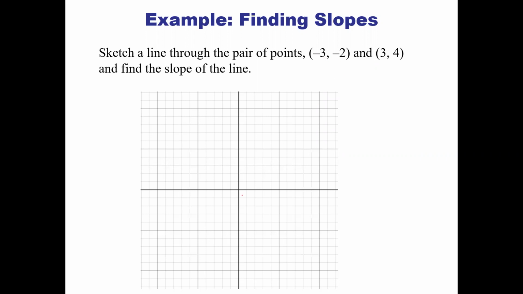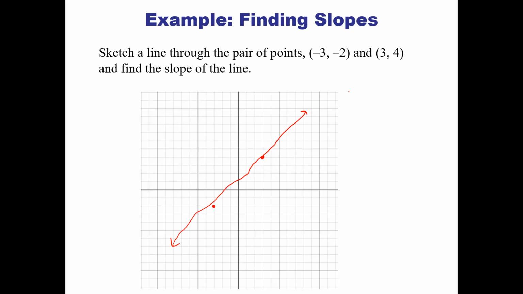So (-3, -2). So we're going to go left 3, down 2. So that should give us a point about there. And then (3, 4). So we'll go right 3, up 4. And so that should be a point there. And as best I can draw here on a computer, that really is straight without a straight edge. And so that will be a sketch of your line.